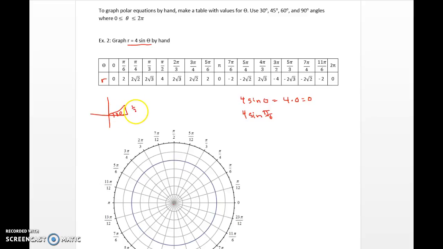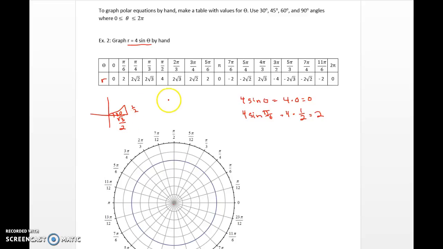Pi over 6 is 30 degrees. Across from 30 is 1/2, and across from the 60 would be root 3 over 2. Sine is y, so that's 1/2. So this is going to be 4 times 1/2, which equals 2.